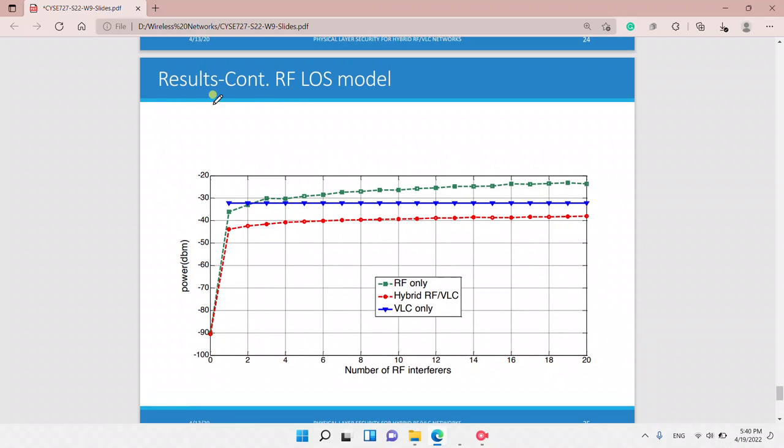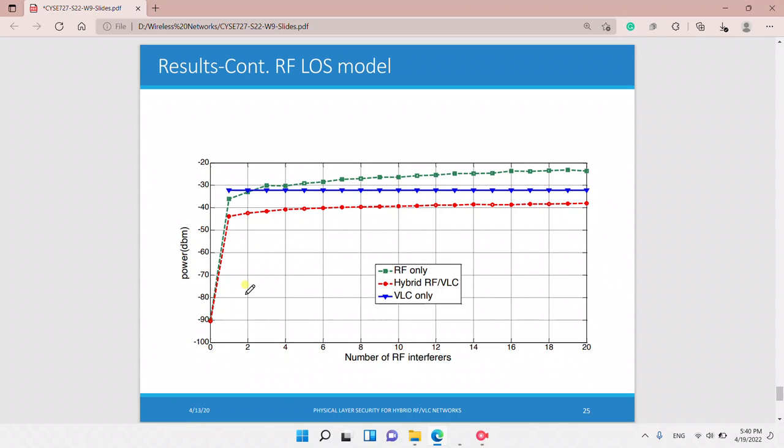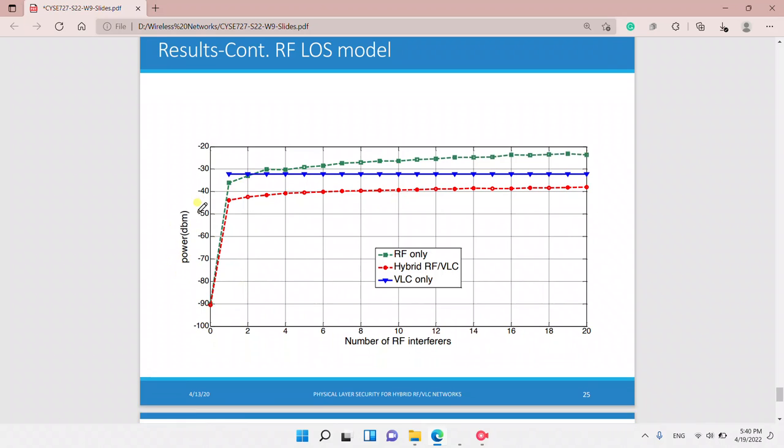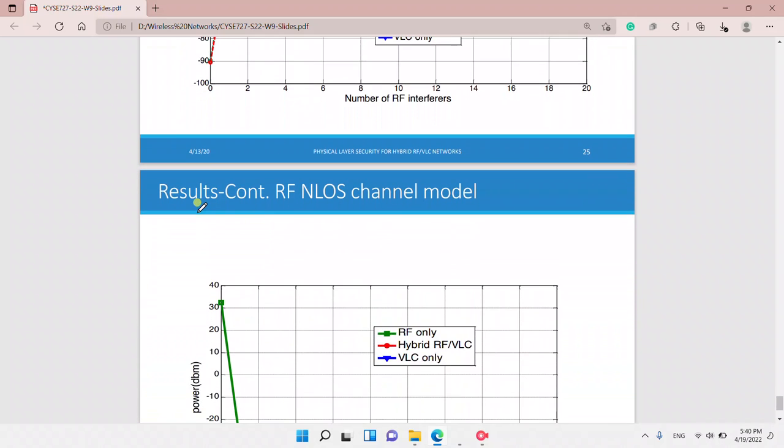To conclude, we have the results of the radio frequency signal for a line of sight model. The hybrid is the lowest, and RF only is high, while VLC only is constant because the VLC has constant power. Okay, but the cooperation gives the lowest power in decibels.